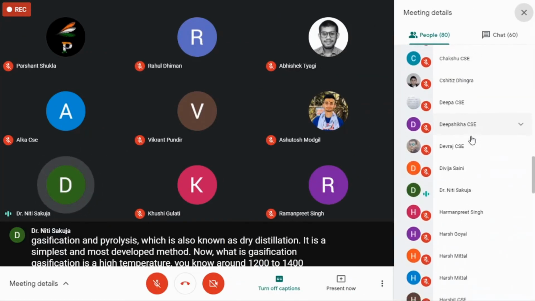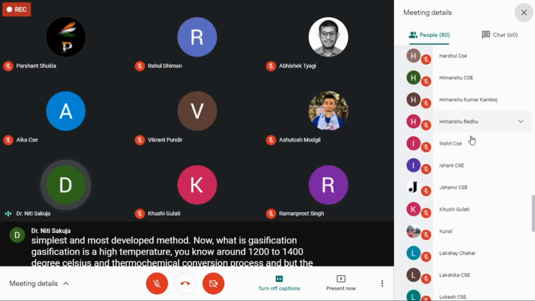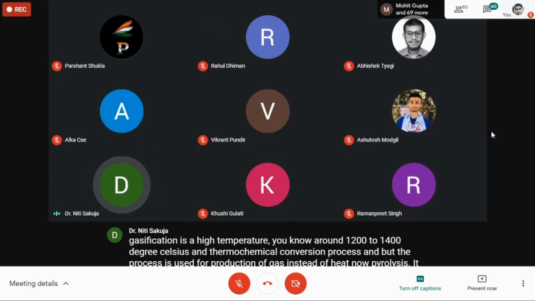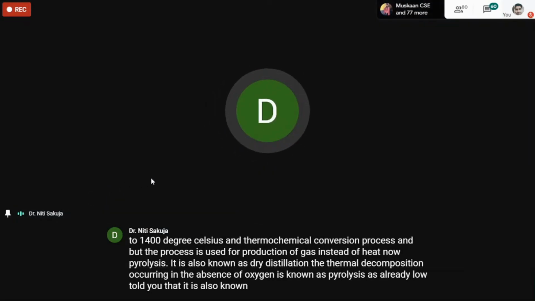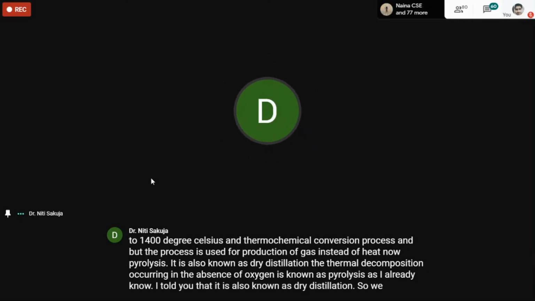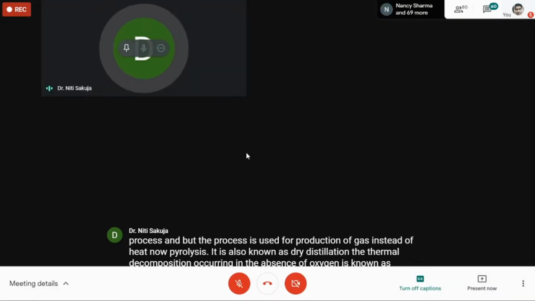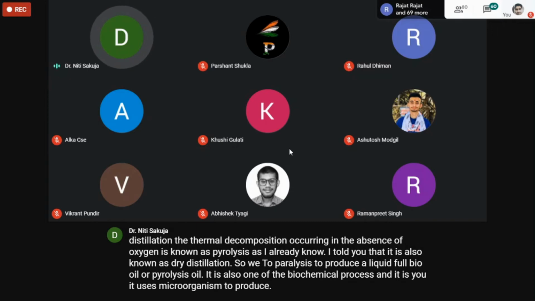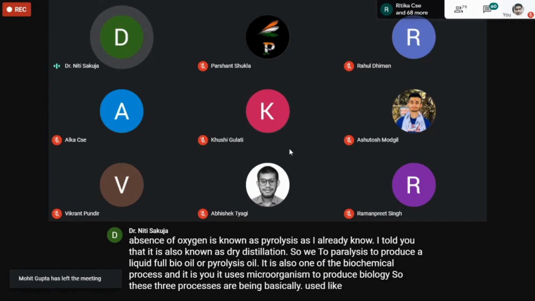Now, pyrolysis is also known as dry distillation. The thermal decomposition occurring in the absence of oxygen is known as pyrolysis. We use pyrolysis to produce a liquid fuel, bio oil, or pyrolysis oil. It is also one of the biochemical processes, and it uses microorganisms to produce bioenergy basically. So these three processes are being used: combustion, gasification, and pyrolysis. Another name for pyrolysis is dry distillation.